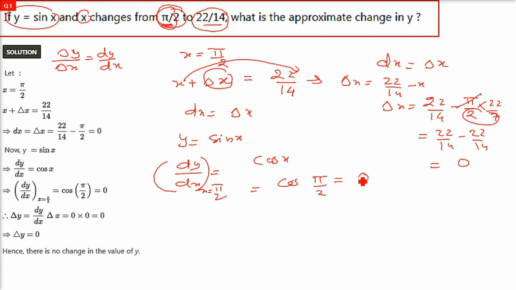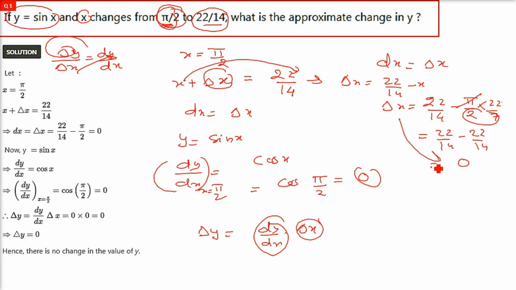So it is 0. And now coming to the final conclusion, delta y is dy by dx into delta x. From here you can find that also. So it is dy by dx into delta x. Dy by dx at x equals pi by 2 is 0. Delta x is 0. 0 into 0 is 0. So delta y is 0. So there is no change in the value of y. So you can write it like this also.